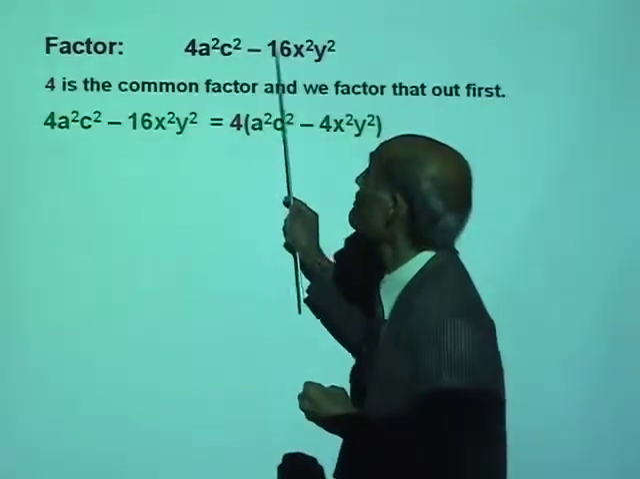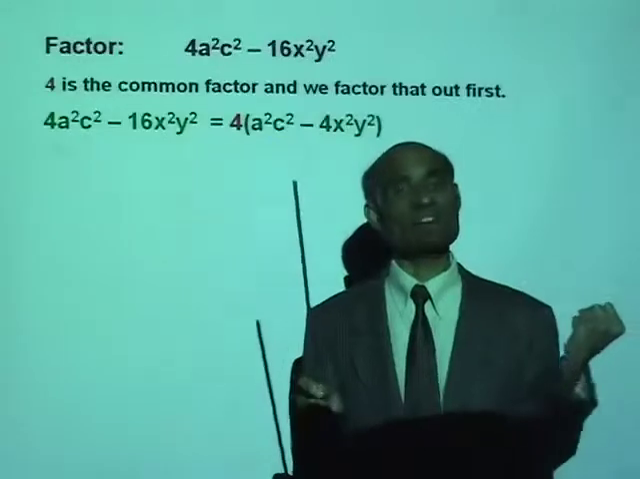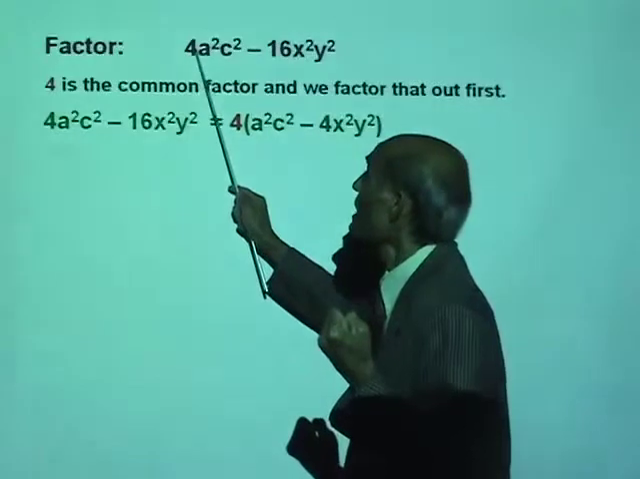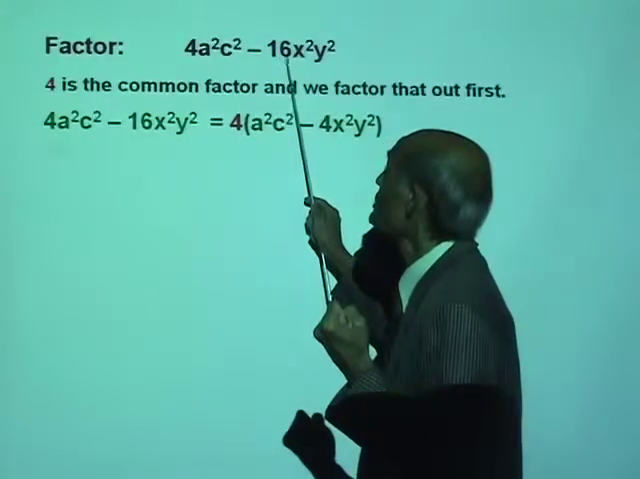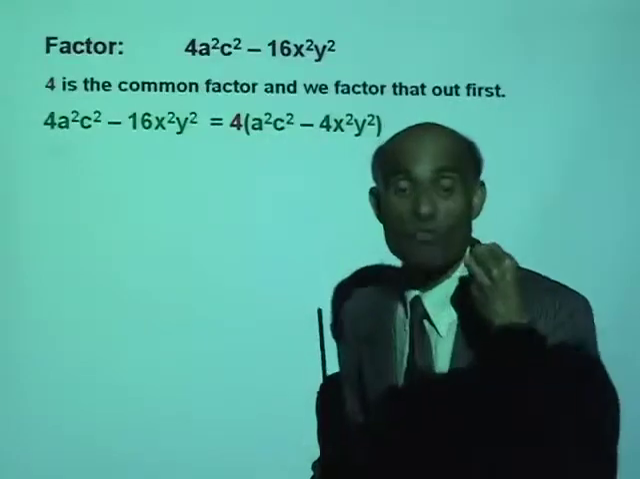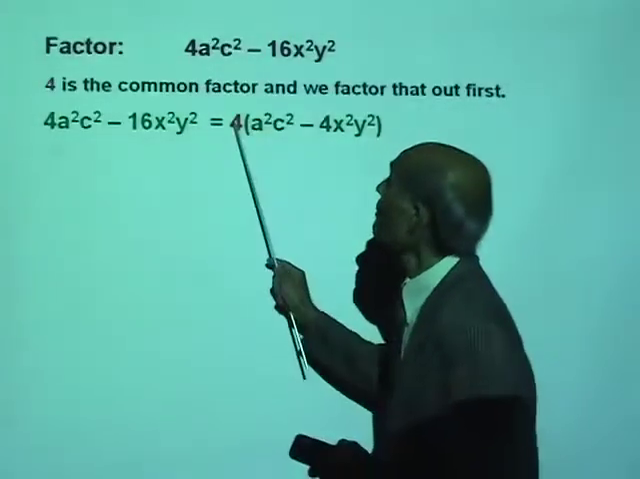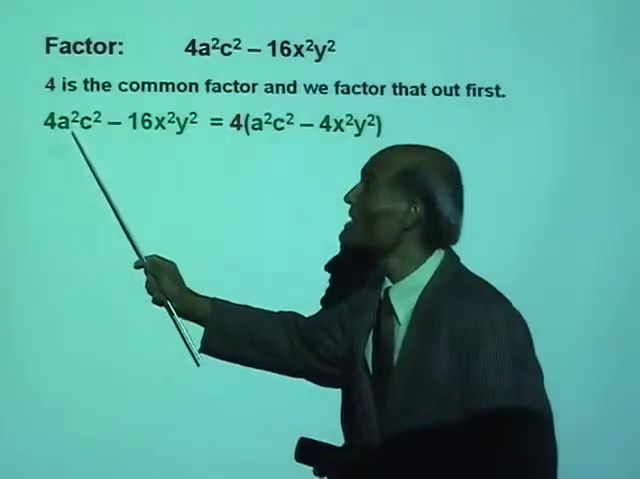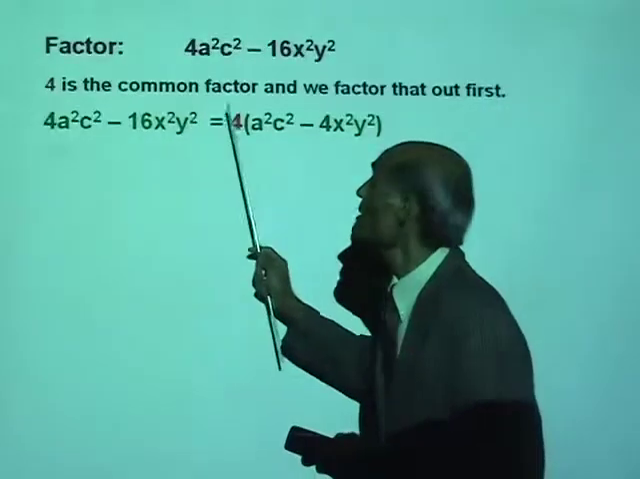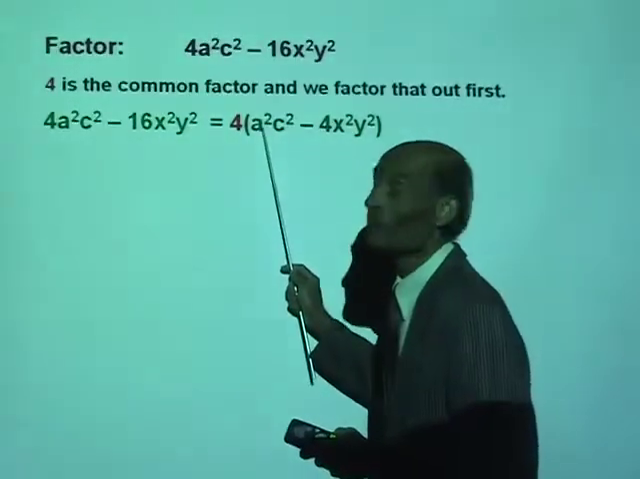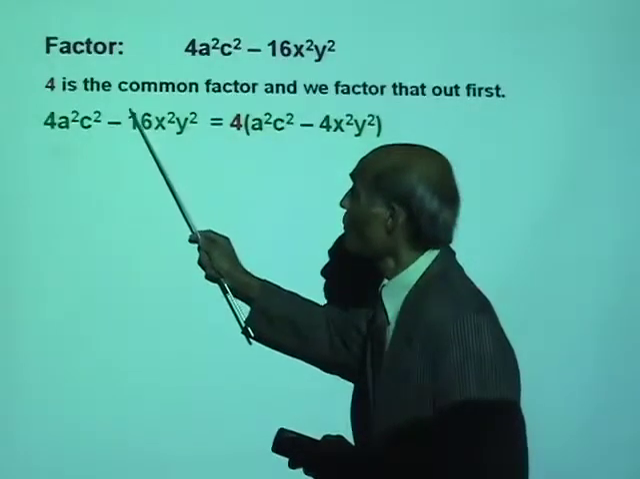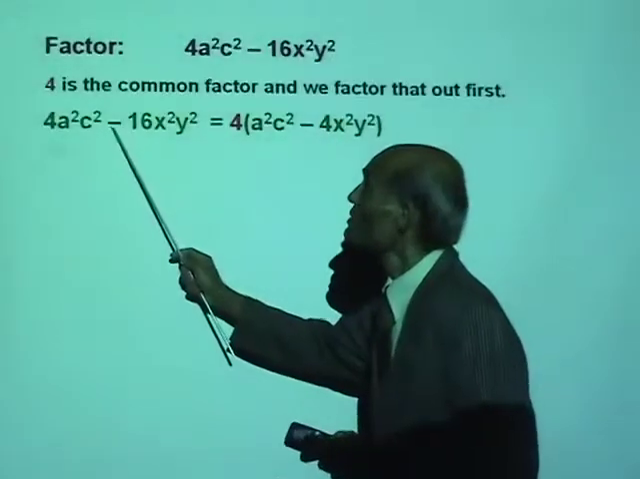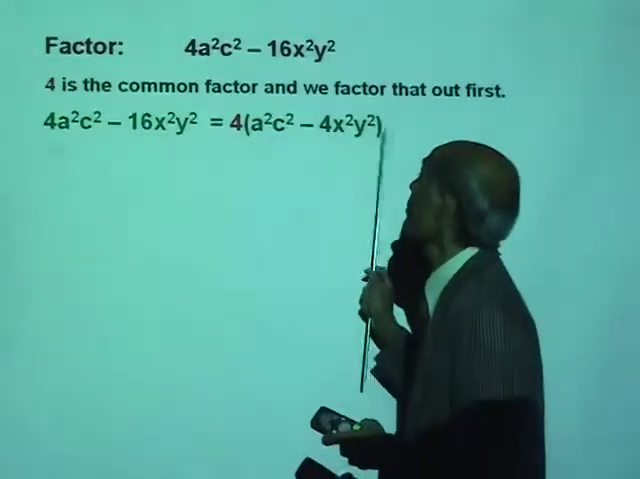There is a common factor that you can actually factor out. What is that common factor? There is a number 4 in the first term, 16 in the second term. There is a 4 common. So factor out that 4. When 4 is factored out from 4a squared c squared, the remaining factor is a squared c squared. Minus, when 4 is factored out of 16, you've got a 4 left there. So the second term is minus 4x squared y squared.